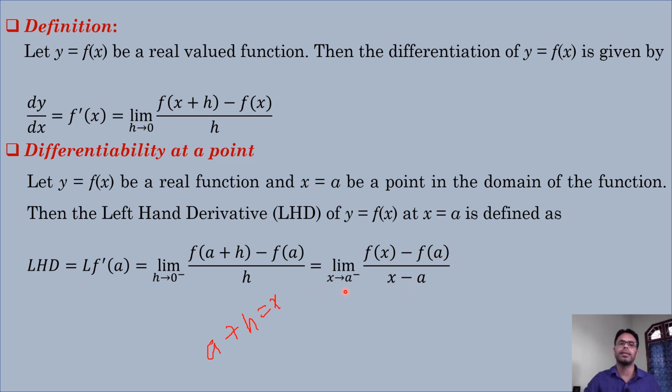And what does x tend to? Because this time h is converting to x, the limit should also change. So you see here, when h is going to 0, then x will go to a. So we write x is going to a minus because of the left hand limit. So this is our definition of the left hand derivative of the function.